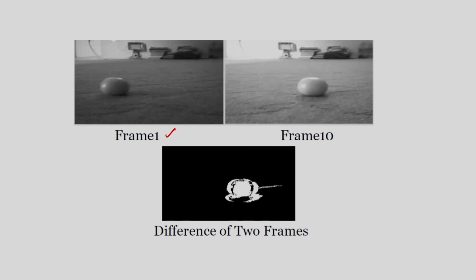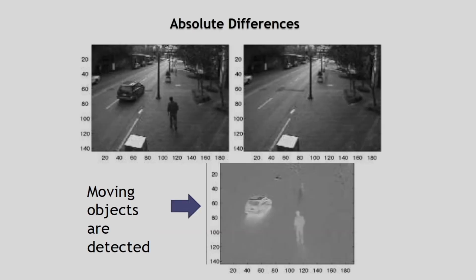So, this is frame 1, and another one is frame 10. If I do the subtraction, I will get the difference of the two frames, that is nothing but the moving objects I can determine. And similarly, I am showing one example of the absolute differences. So, two frames I am considering.